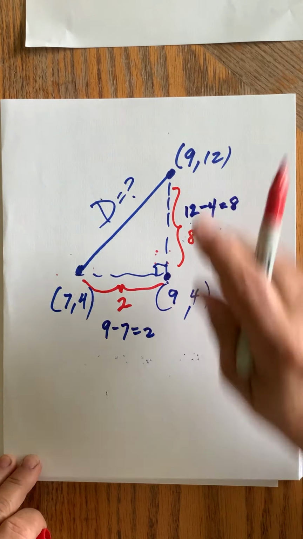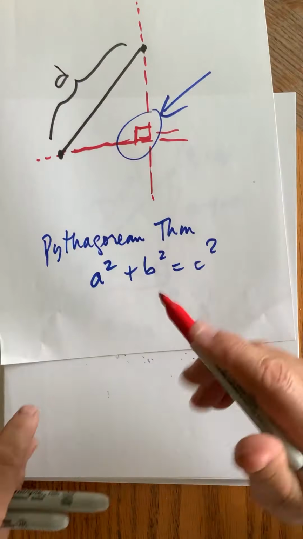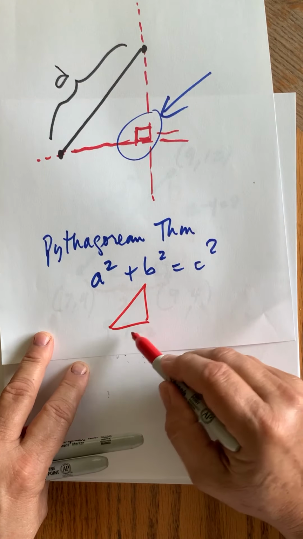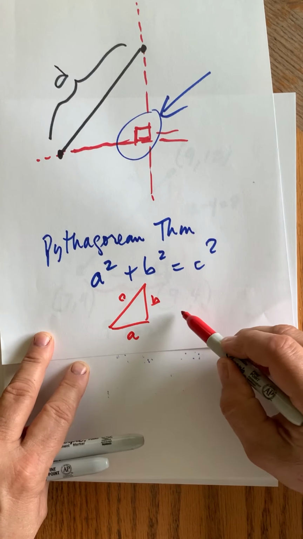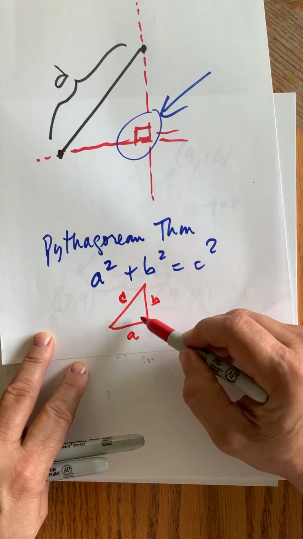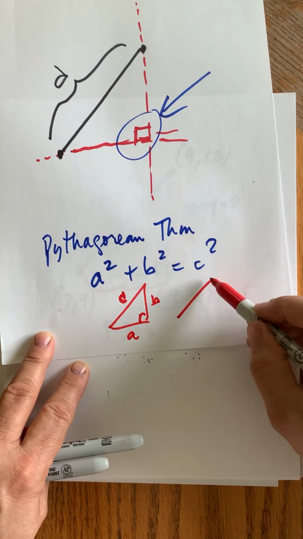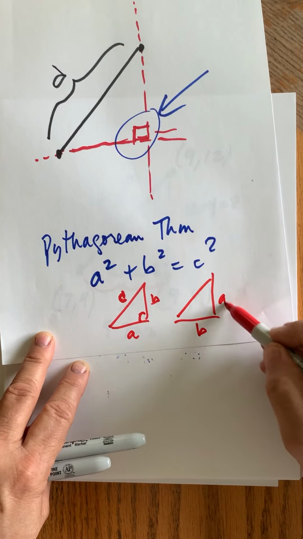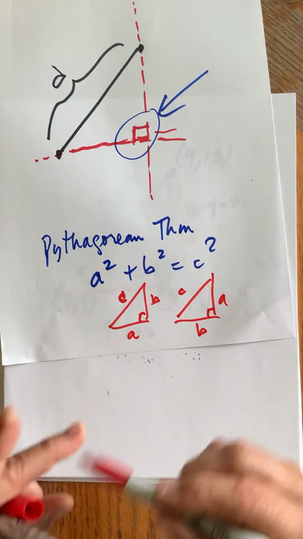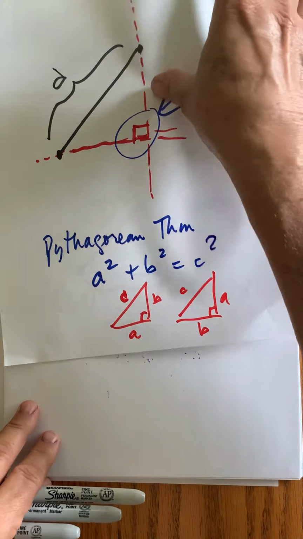So now if you looked at it like we had here, it doesn't matter if this is A and B, or you could also have said this is B and this is A. That part doesn't matter. C is always across from the right angle though.